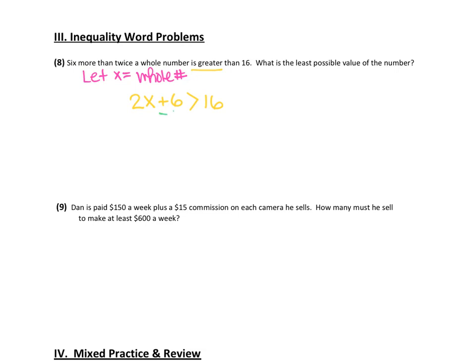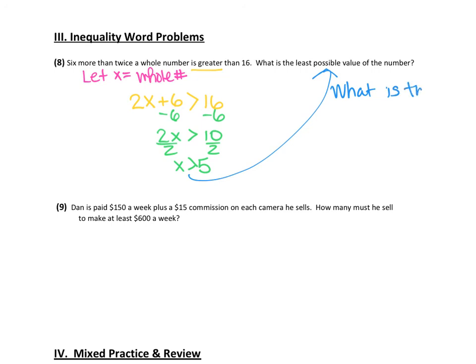We can go ahead and solve it. I'm going to subtract 6 from both sides. That's going to give me 2x is greater than 10. Divide by 2 on both sides. I get x is greater than 5. So now let's go back to the question, what is the least possible value of this number? Well, if x is greater than 5, can it be 5? Can't be 5. So what is the least possible value? What is the smallest whole number greater than 5?